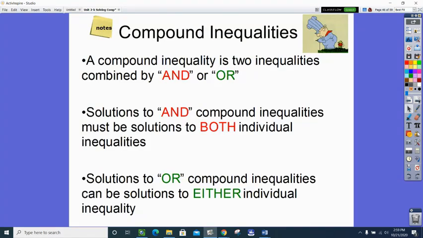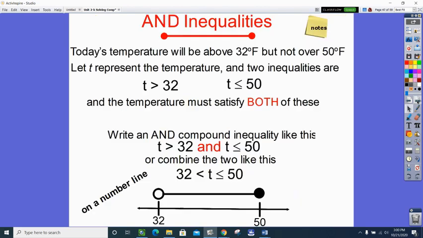So a compound inequality is two inequalities, and they're combined either by the word and or the word or. The word and, there is also something else we can do with an and that will sort of imply the word. An or will always have the word or in it. Solutions to and compound inequalities must be solutions to both of the two individual inequalities, and solutions to or compound inequalities can be solutions to either of the individual inequalities.